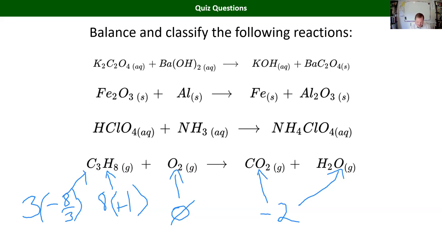On the other side, the carbon in CO2, we need that to add up to a charge of 0, right? And if there's 2 oxygens and they're each -2 in CO2, that means the carbon has to be +4. And your hydrogens don't really wind up changing. Your hydrogens were +1 on one side, and they're still gonna be +1 on this side. So your carbon is being oxidized, your oxygen is being reduced.